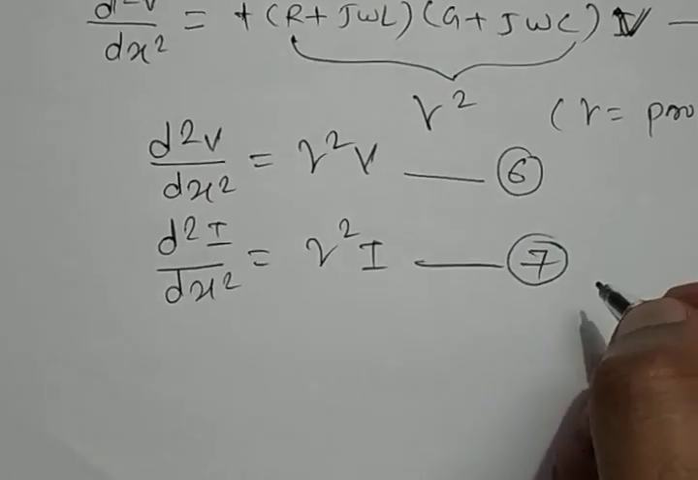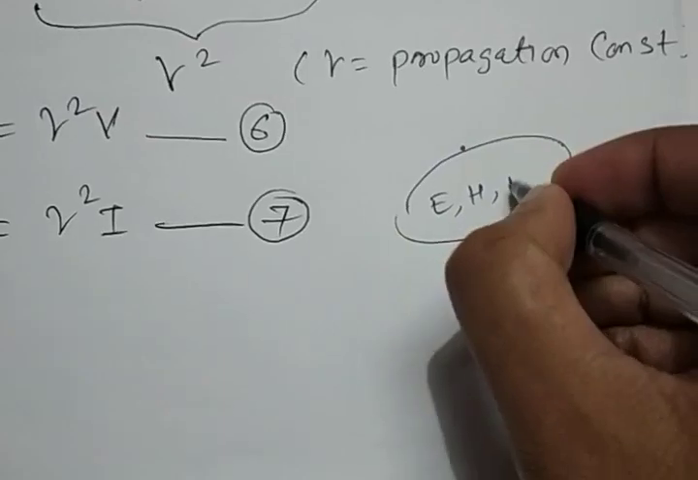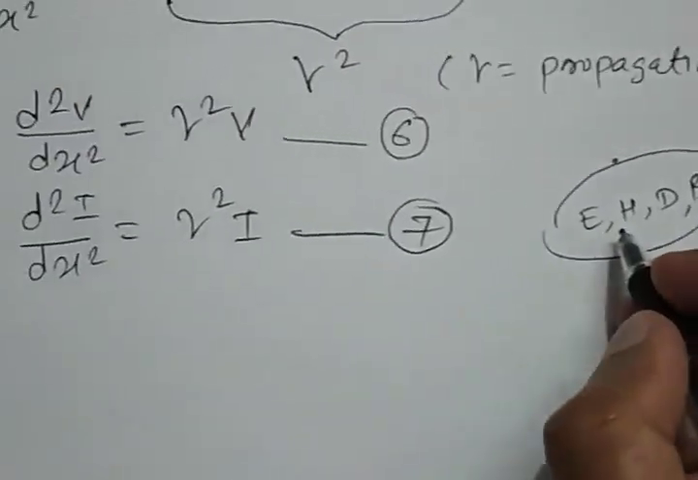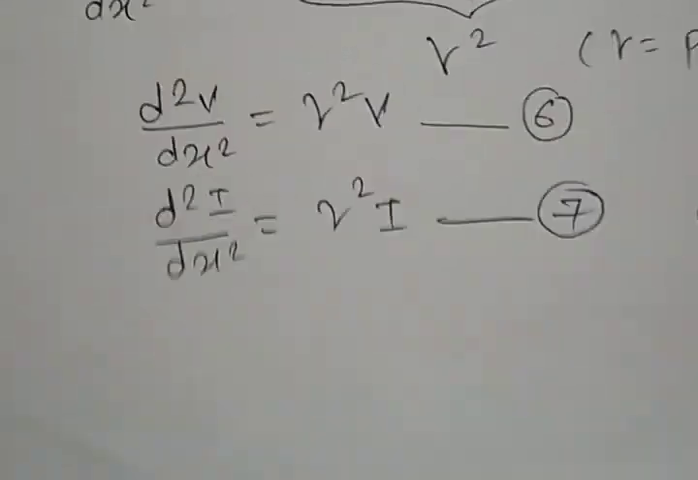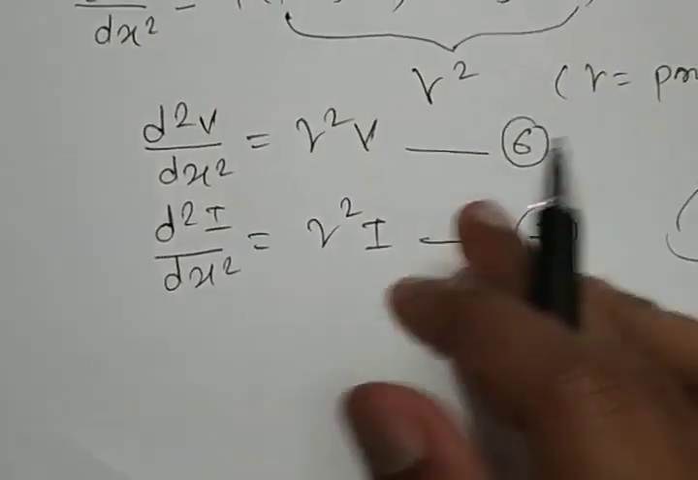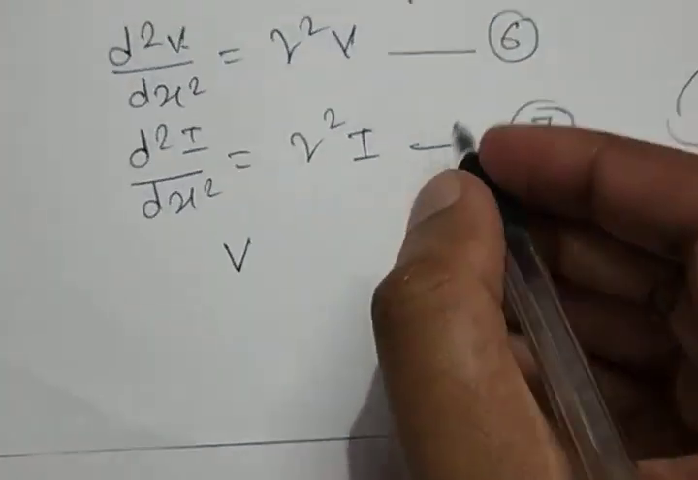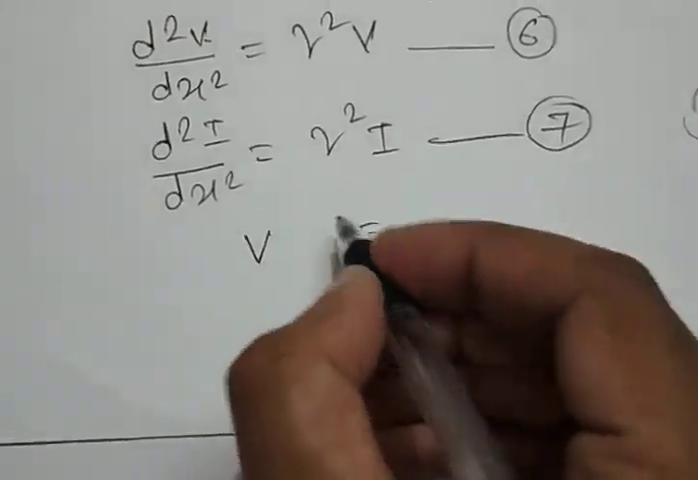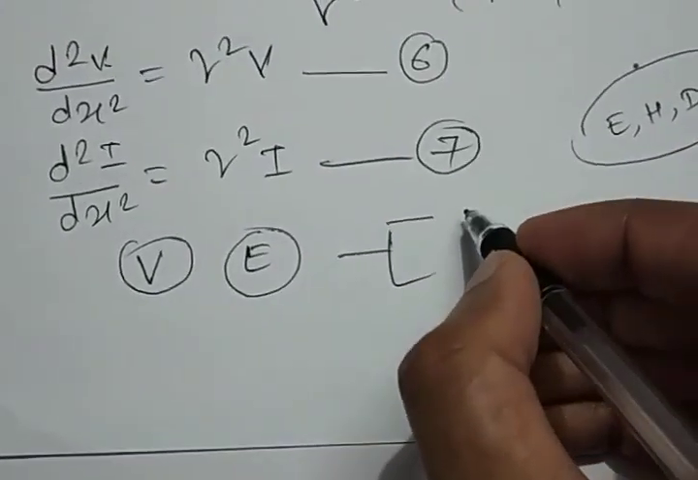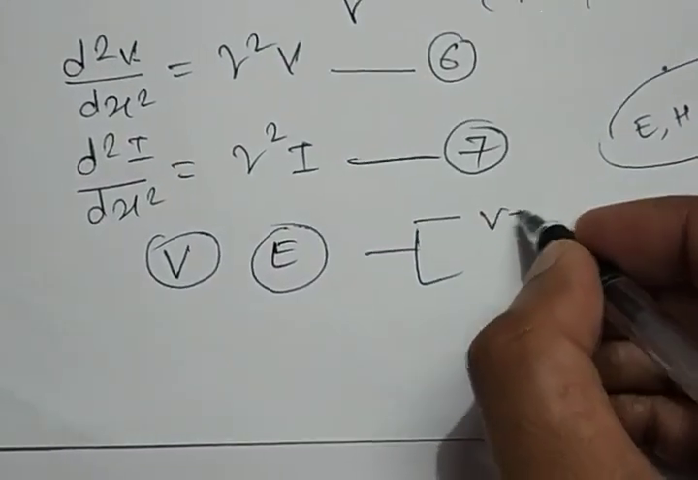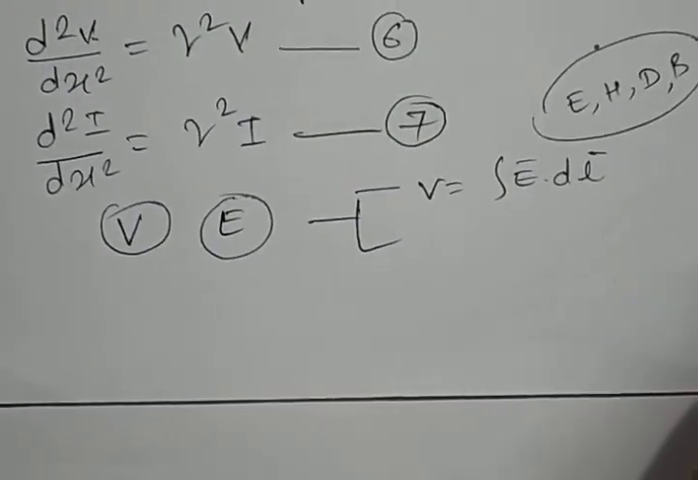We have electric field intensity. We have 4 terms, previously we have discussed E, H, D and B. These are the field terms. So we have to relate them with the electric field intensity. We'll discuss the relation between V and E. V is the circuit component voltage and E is the field component electric field intensity. The first relation, which we derived earlier, is that V is equal to the integral of E bar dot dl bar.